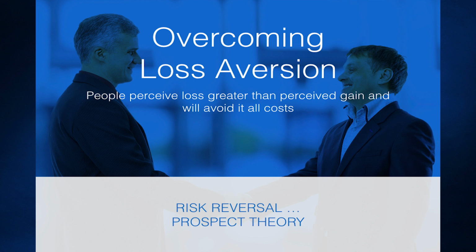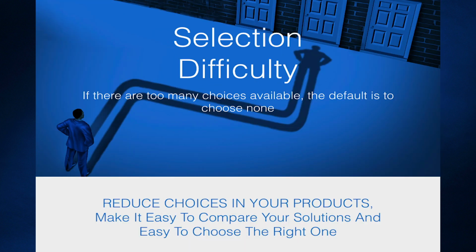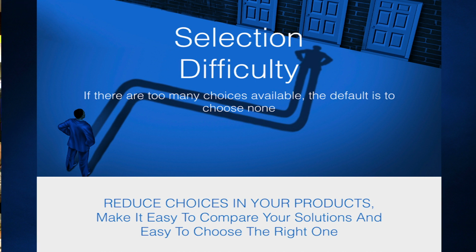Overcoming loss aversion: risk reversals, guarantees, trials, things like this. Selection difficulty, how to overcome this. Reduce the choices in your products, pretty straightforward. Otherwise, make it easy to compare your solutions and make it easy to choose the right one.